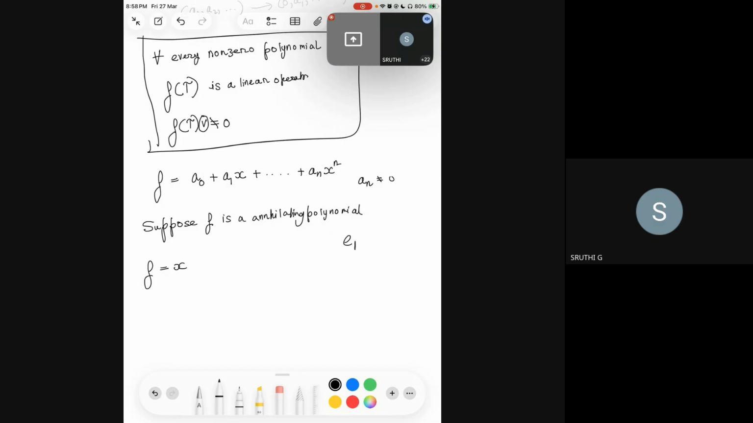So can you tell me, when f is equal to x, what f(T) of e1 is? It is only the first coordinate that shifts, right? So it is nothing but T of e1, right? First coordinate shifts, so this is just e2, right? Yes, sir. So can you tell me, if f is equal to x to the power n, what f(T) of e1 is then?